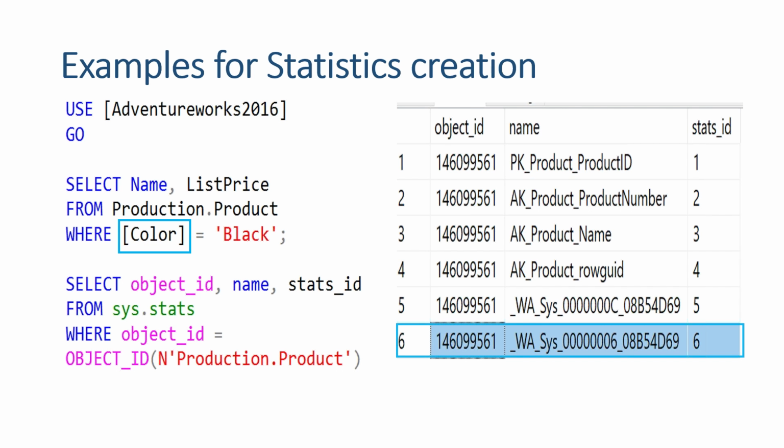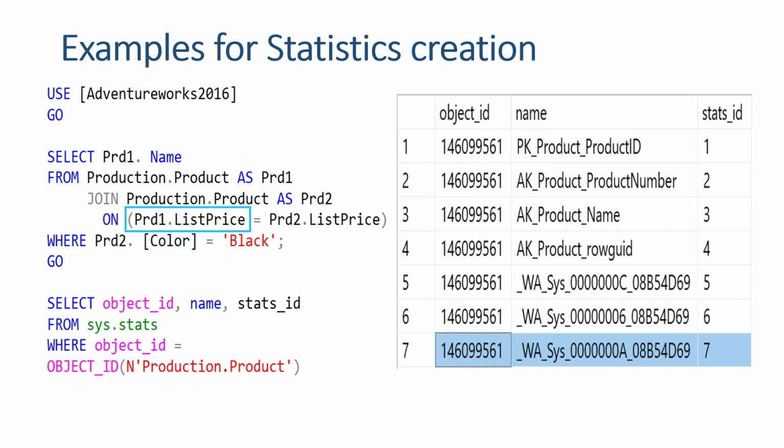Now let's see an example. Here, I have created a non-clustered index on the territory ID column. Whenever I create this non-clustered index, it will go ahead and create the statistics with the exact same name as the index, on the same exact column. Now the statistics got created on the territory ID column here.